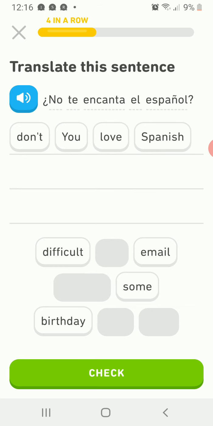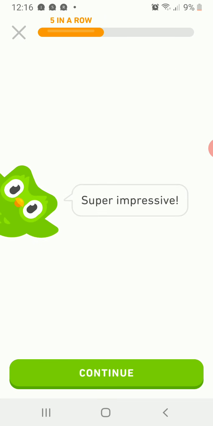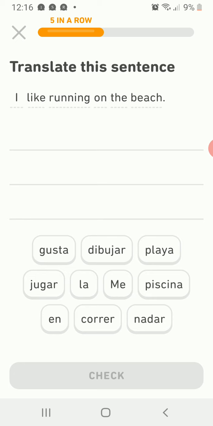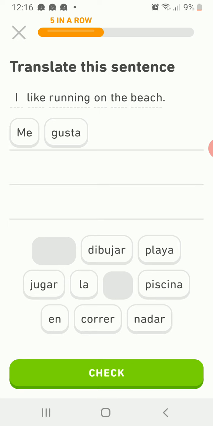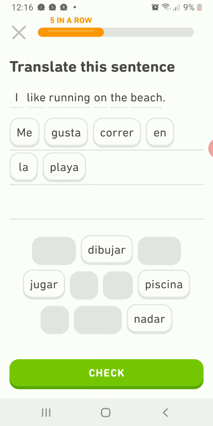Don't you love Spanish? Yeah. And translate this sentence: I like running on the beach. Me gusta correr. Correr is to run. It's not courir, like I would say in French, but correr. This is different. So, me gusta correr en la playa. La playa. It's on.